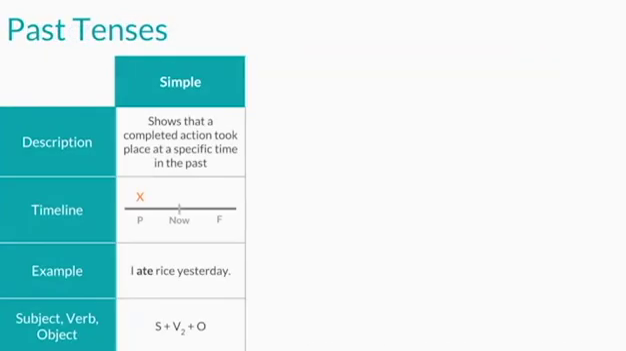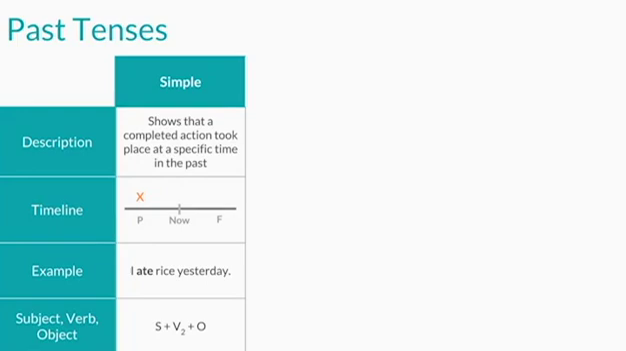Alright, now let's talk about the past tenses. We're going to start with the past simple tense. So this tense is used to show that some action was completed at some specific time in the past. So here we have our timeline, and here's the past, and we can see that an action took place at some specific time in the past.